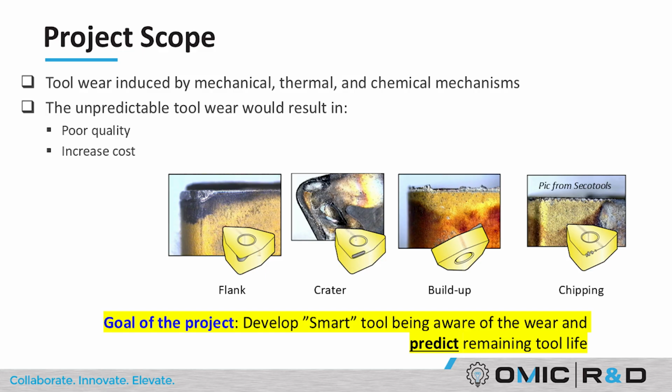So when we use the cutting tool to cut the metal during, for instance, a turning process, tool wear will develop on the cutting edge. And the tool wear can develop through different reasons, and they show different forms like flank, crater, build-up, and chipping during the cutting process. When the tool wear is very small, it is fine for the cutting process. It doesn't have a very significant effect on the surface of the part.